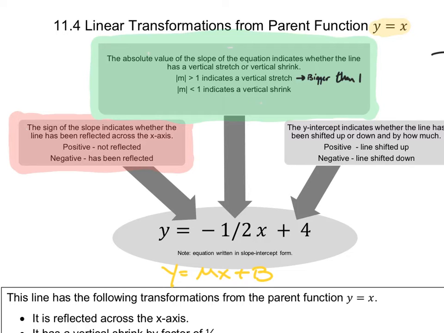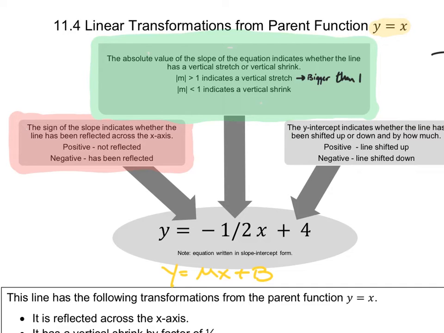Vertical stretch is almost like if you think of a rubber band and you vertically stretch it, it's going to get taller and skinnier. So here, you can literally think of it like this. Instead of being like this, if it's a vertical stretch, it's going to get more upright. So it's going to go more up and down.